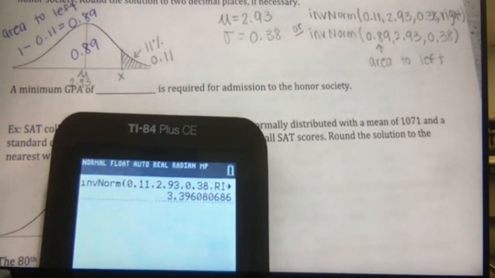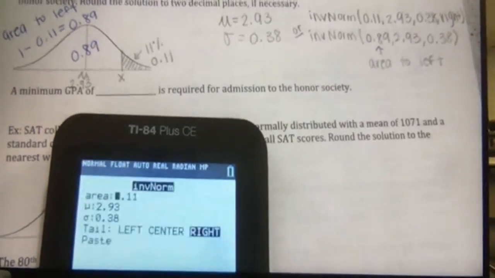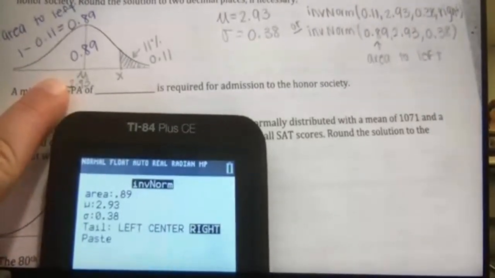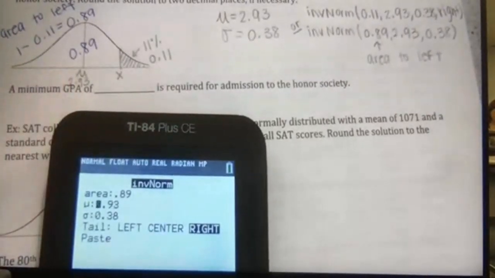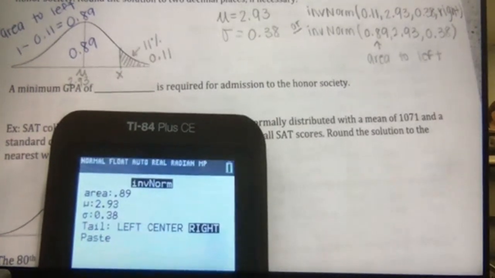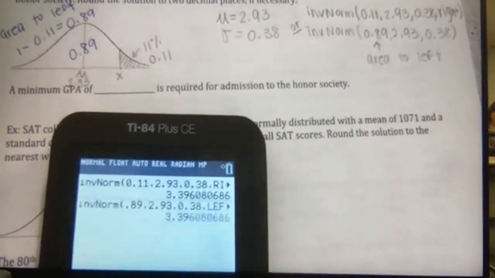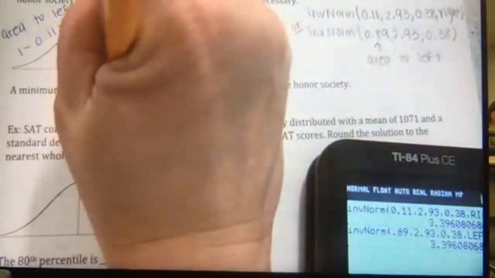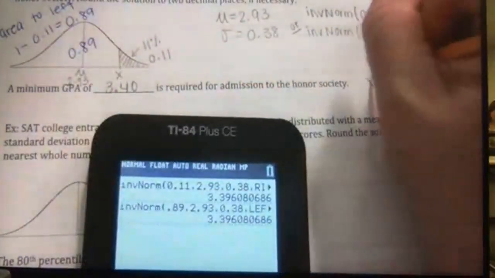Same thing, if you have a calculator that doesn't give you the option for right tail, second bar's inverse norm, using the area to the left, which would be 0.89. Our mean is still 2.93. Our standard deviation is still 0.38, and this would be our area to the left. It gives us the same answer, 3.396, which would give us our minimum GPA of 3.40. So our X value would be 3.40.